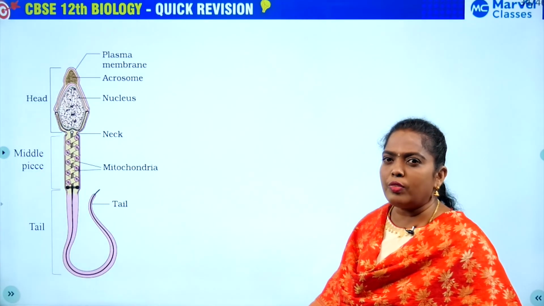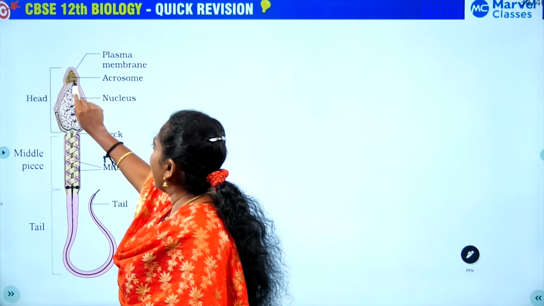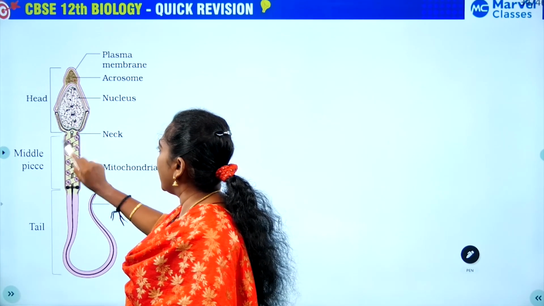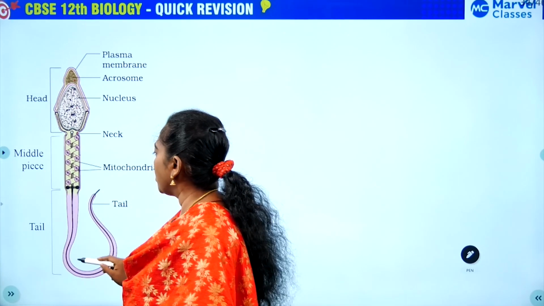Okay. Then structure of sperm. So here you can see the acrosome, then the nucleus, the neck part. You can see many mitochondria here which will help in motility.